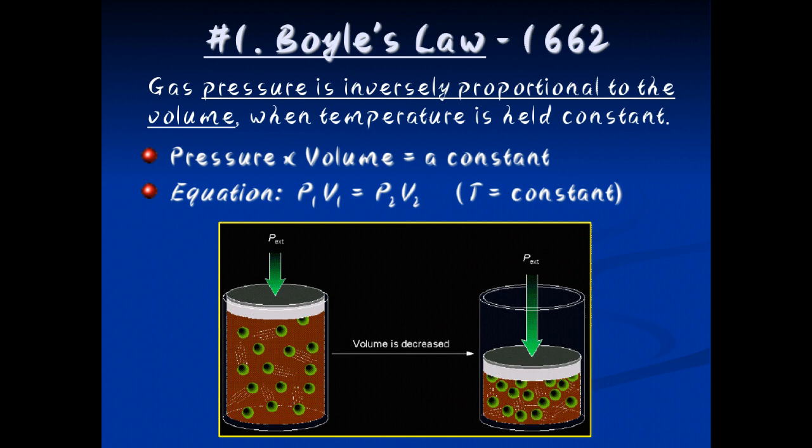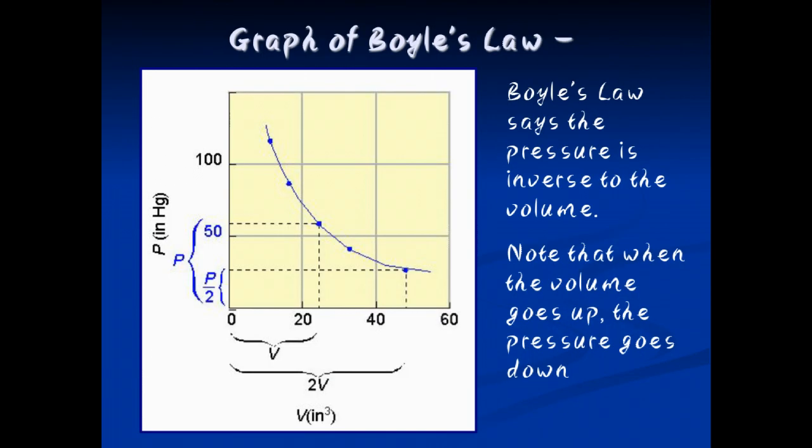Boyle's law. 1662. Gas pressure is inversely proportional to the volume when temperature is held constant. Pressure times volume equals a constant. Equation: P1 V1 equals P2 V2, T equals constant. This is the graph of Boyle's law. Boyle's law says the pressure is inverse to the volume. Note that when the volume goes up, the pressure goes down.